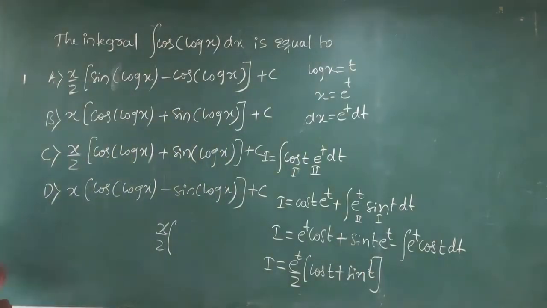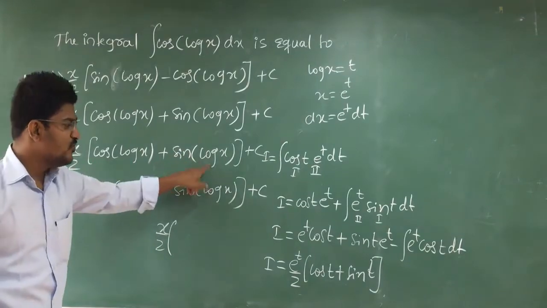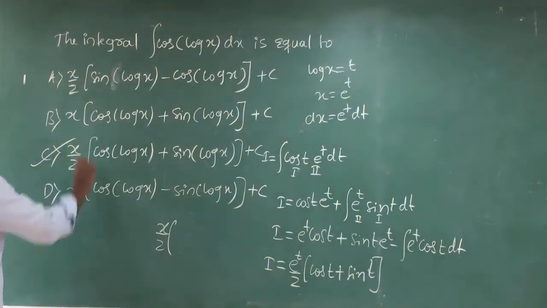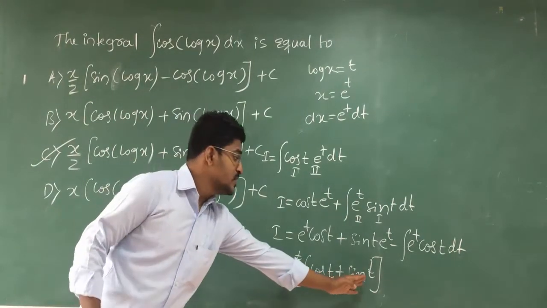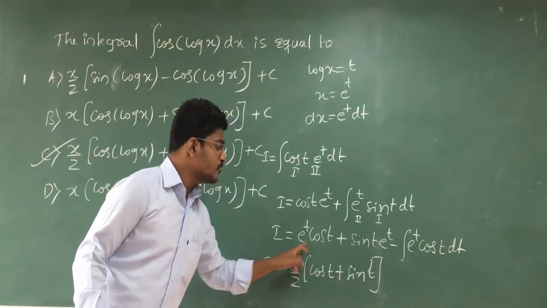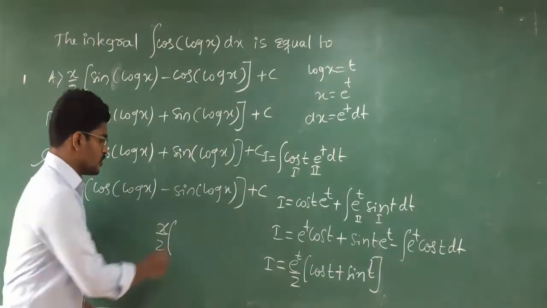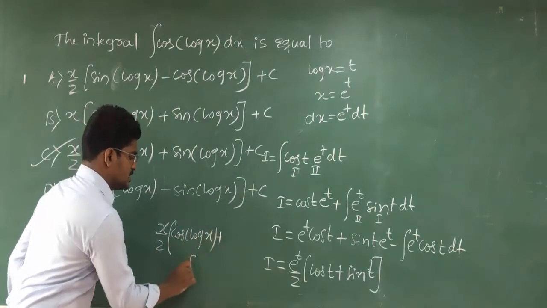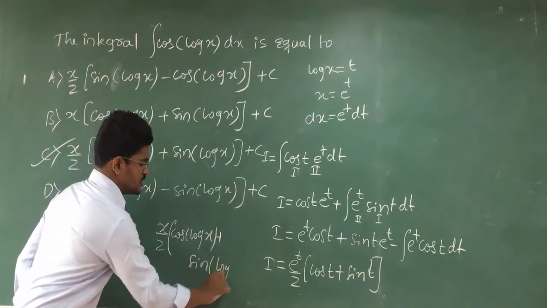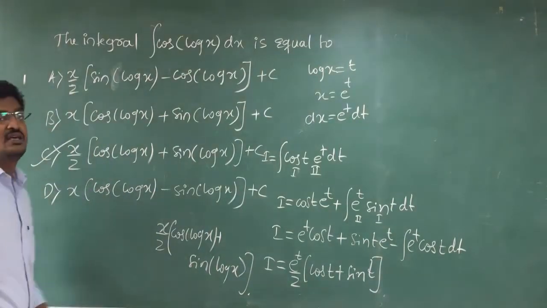So therefore that is x by 2 (cos log x plus sin of log x). Therefore option C will be the correct answer. So here t is log x, e to the power of log x is nothing but x by 2. Clear? So therefore cos of log x plus sin of log x. Clear? So this will be the correct answer, that is option C.